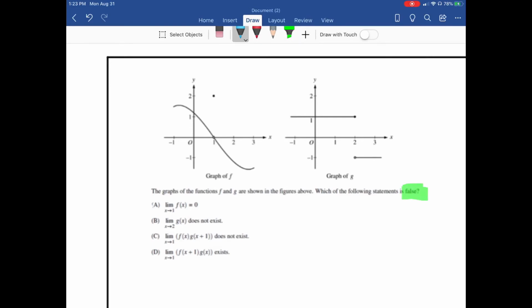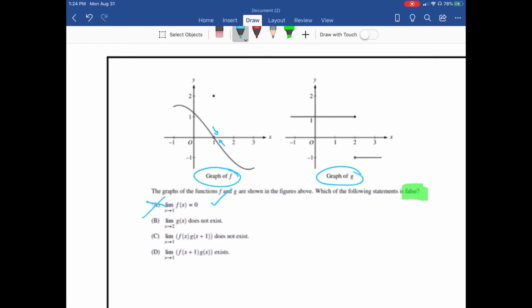All right, so part A says that the graph, the limit as x approaches 1 of f is 0. So here's my f graph. That's f, and then this one's g. As I'm approaching 1, I'm looking from both directions, from the left and from the right, it looks like our limit of f of x is in fact approaching 0. That is true. So let's nix A, let's go to B.